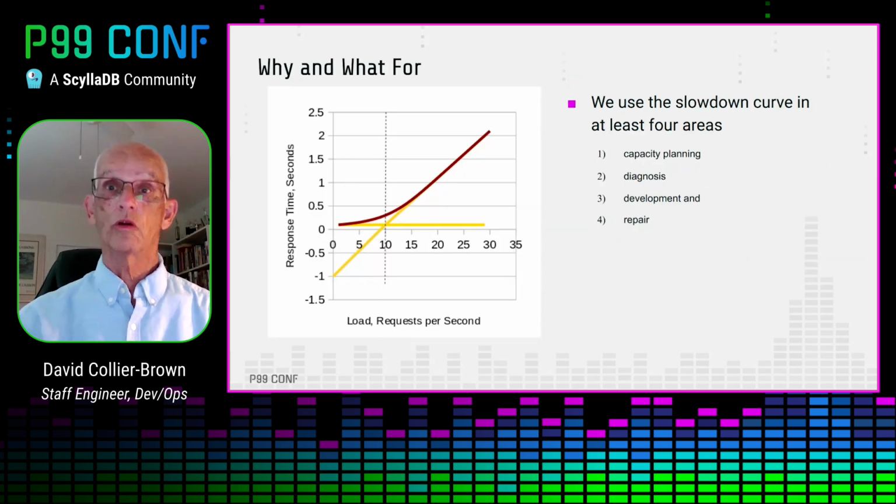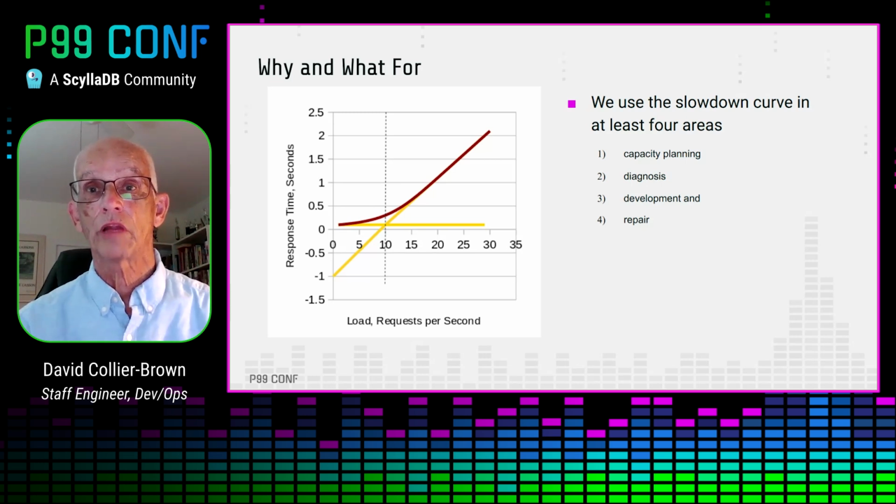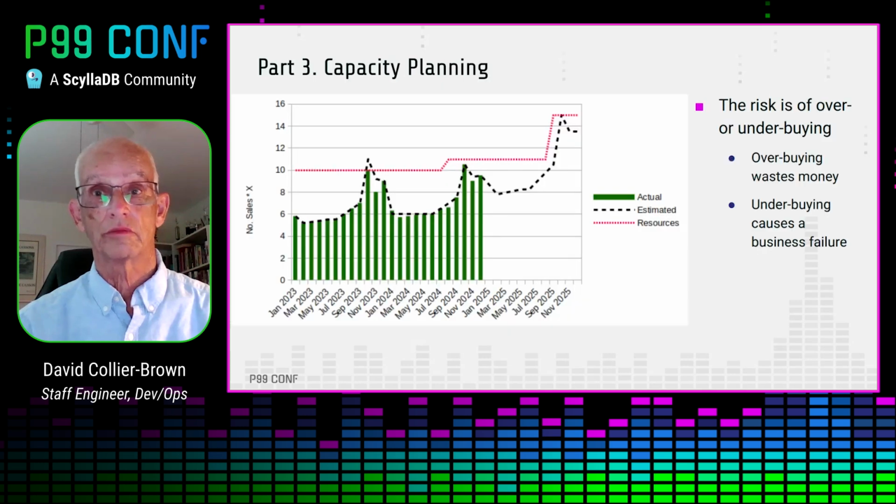So, you now know everything about how queues work. But why do people study them? Well, they use them for capacity planning, diagnosis, development, and repair. We'll start with capacity planning, which is where the study of queuing networks came from.